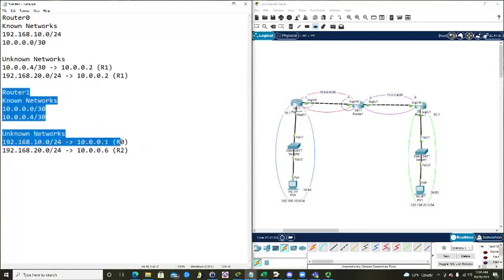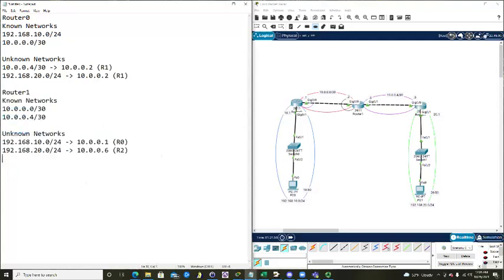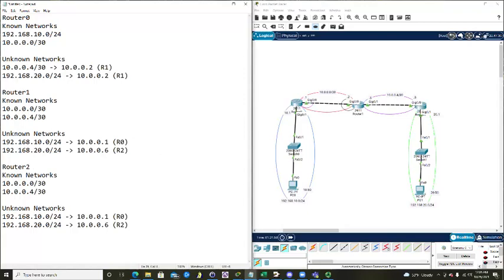So again, then we do the final one, which is router 2. In this case, its known networks are 20.0/24 and 10.0.0.4/30, because again, it's physically connected to those two networks. Its unknown networks are the 192.168.10.0 and the 10.0.0.0/30 network.